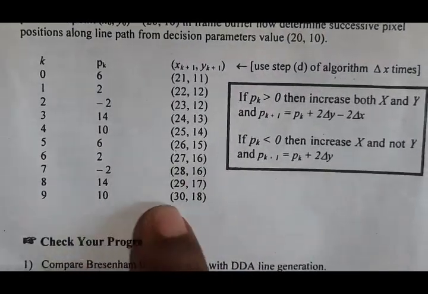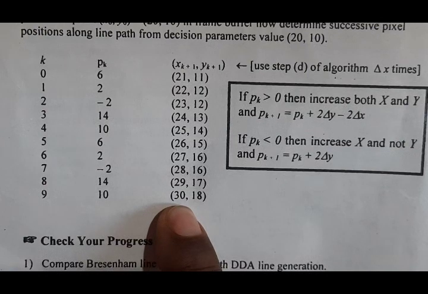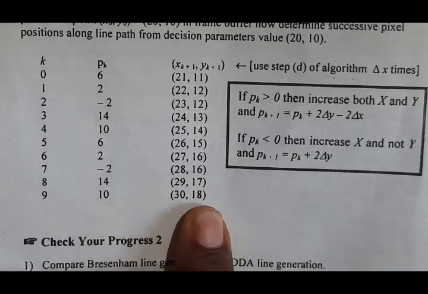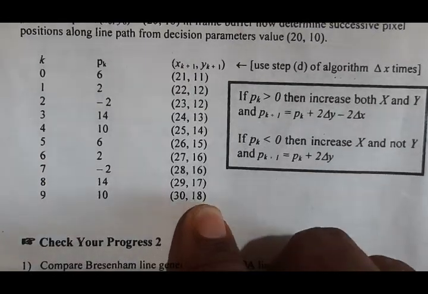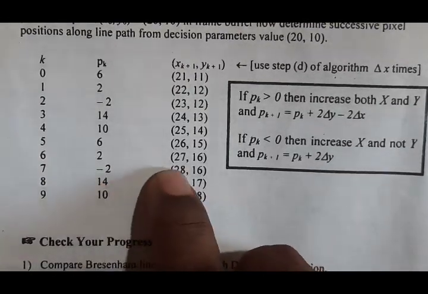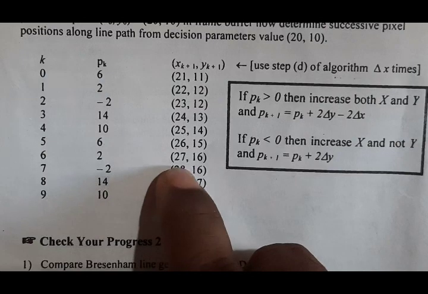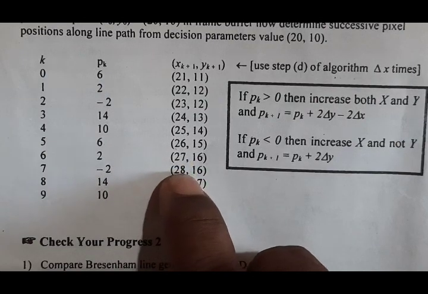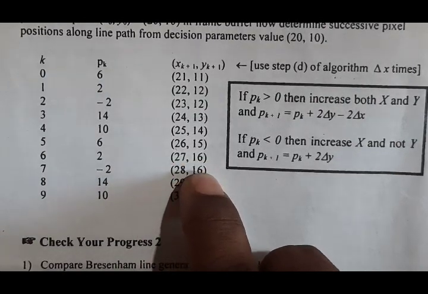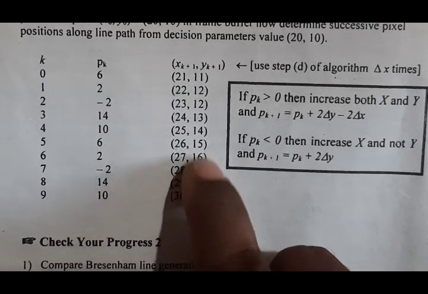When you reach xk plus 1 equal to 30, that is the last. Here yk plus 1 is last 18. If pk is negative, you have to increment only x, from 27 to 28. But y is not incremented, 16 to 16 only. So clear?